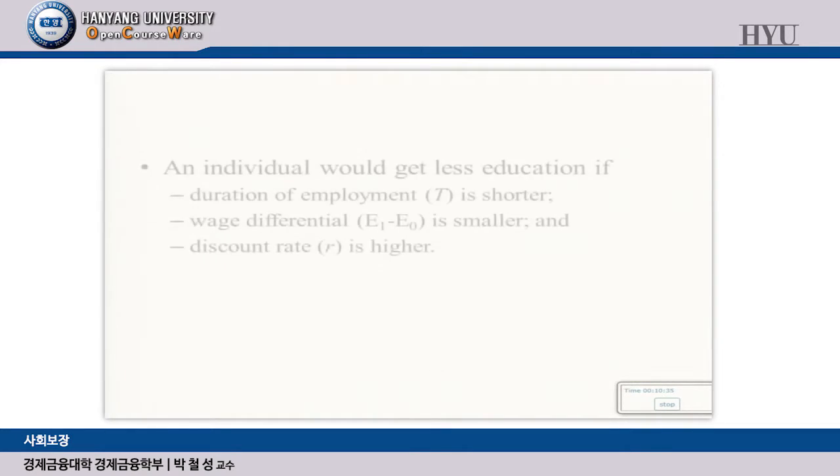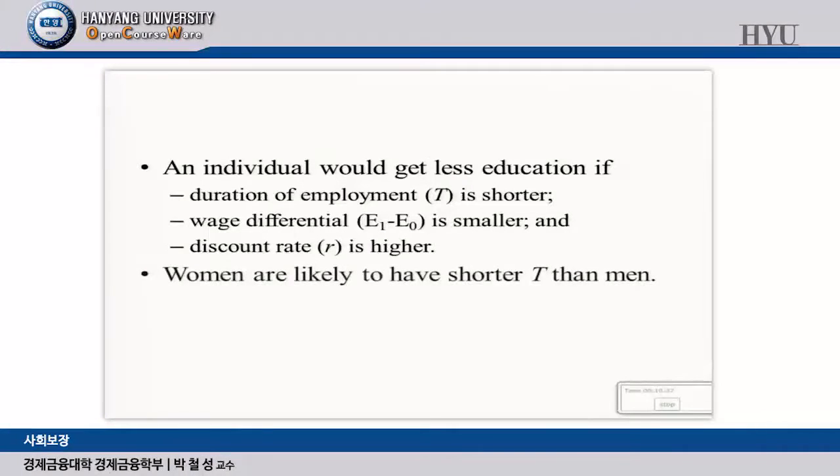Now, if you look at men and women, in general, especially in Korea, women are likely to have a shorter T, the duration of work, than men. I understand, right? It's not worth it to invest in higher education because they have a shorter amount of time due to birth and child care. Yeah, exactly.